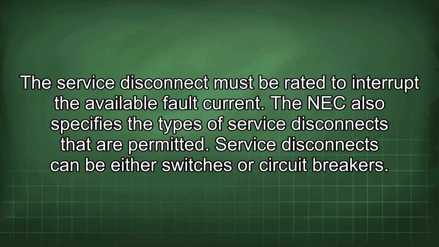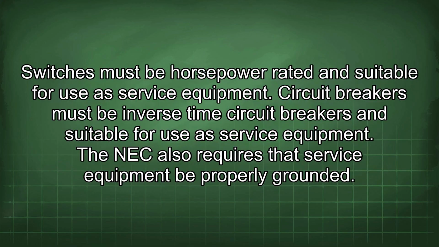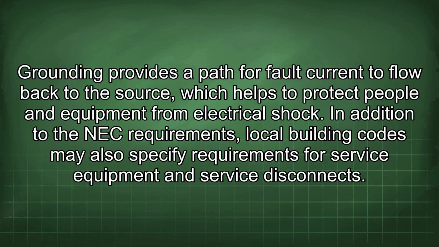The NEC also specifies the types of service disconnects that are permitted. Service disconnects can be either switches or circuit breakers. Switches must be horsepower rated and suitable for use as service equipment. Circuit breakers must be inverse-timed circuit breakers and suitable for use as service equipment. The NEC also requires that service equipment be properly grounded. Grounding provides a path for fault current to flow back to the source, which helps to protect people and equipment from electrical shock.